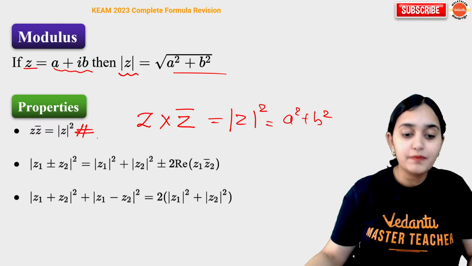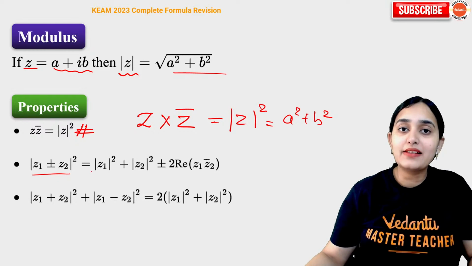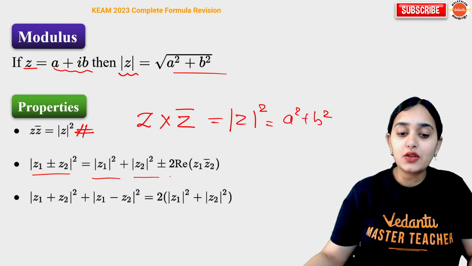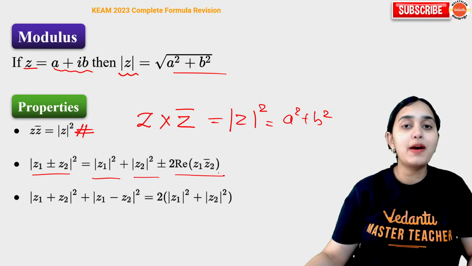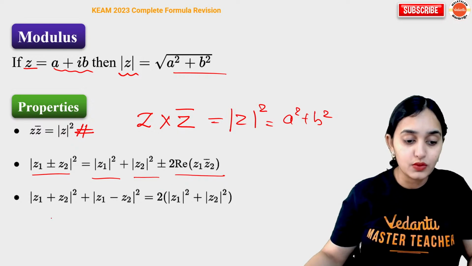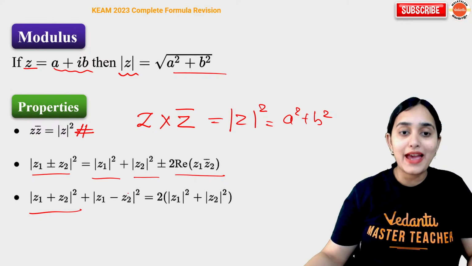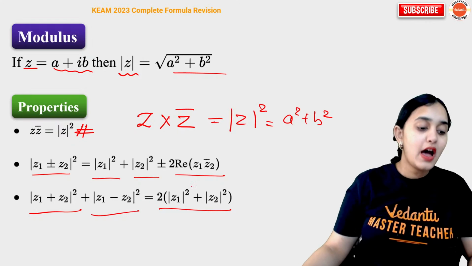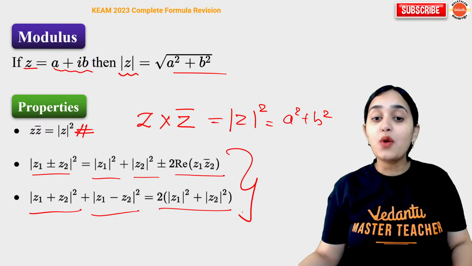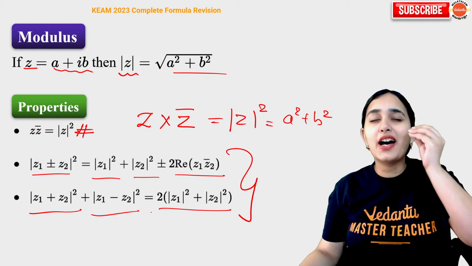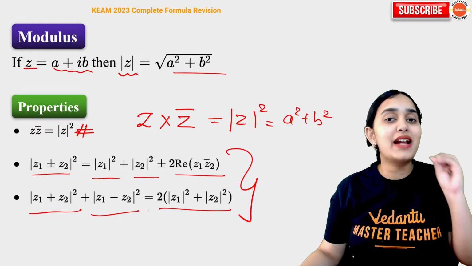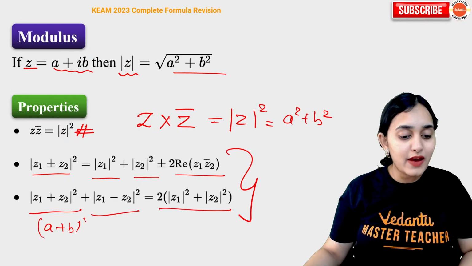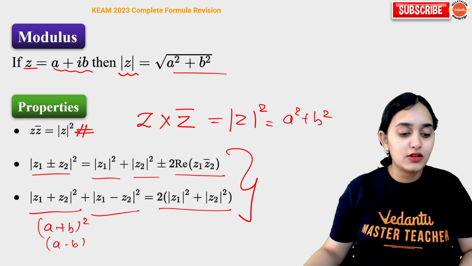So this is important. Next, mod of z1 plus minus z2 whole square is mod z1 square plus mod z2 square plus minus 2 times the real part of z1 into z2 conjugate. Mod z1 plus z2 whole square plus mod z1 minus z2 whole square will be 2 times mod z1 square plus mod z2 square. Now how are we getting this formula? Just use the algebraic expression formula. Which formula? The a plus b whole square formula and the a minus b whole square formula.